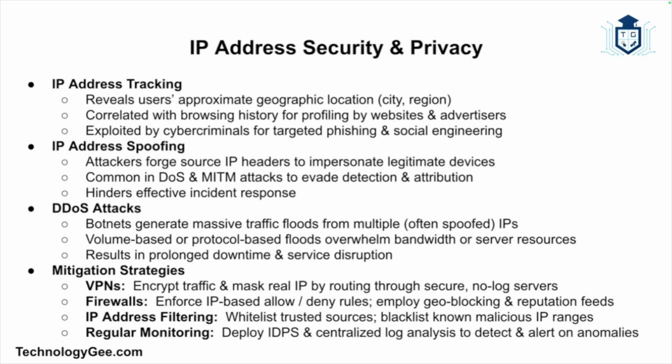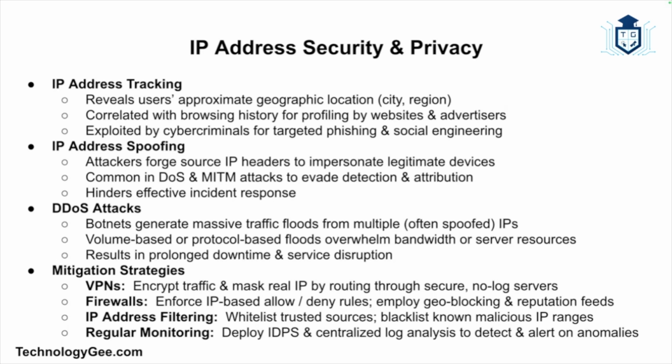But there are some mitigation strategies. The first is a VPN or a virtual private network. So using a VPN can help protect your IP address and online activities by encrypting your internet connection and routing it through a secure server. Then there's firewalls. And firewalls, they can help prevent unauthorized access to your network and devices by filtering incoming and outgoing traffic based on IP addresses and other criteria.